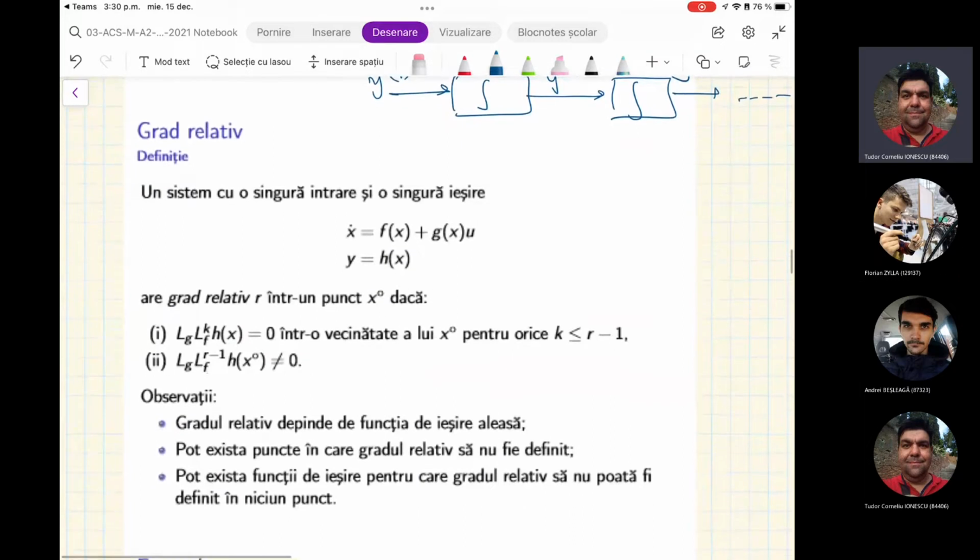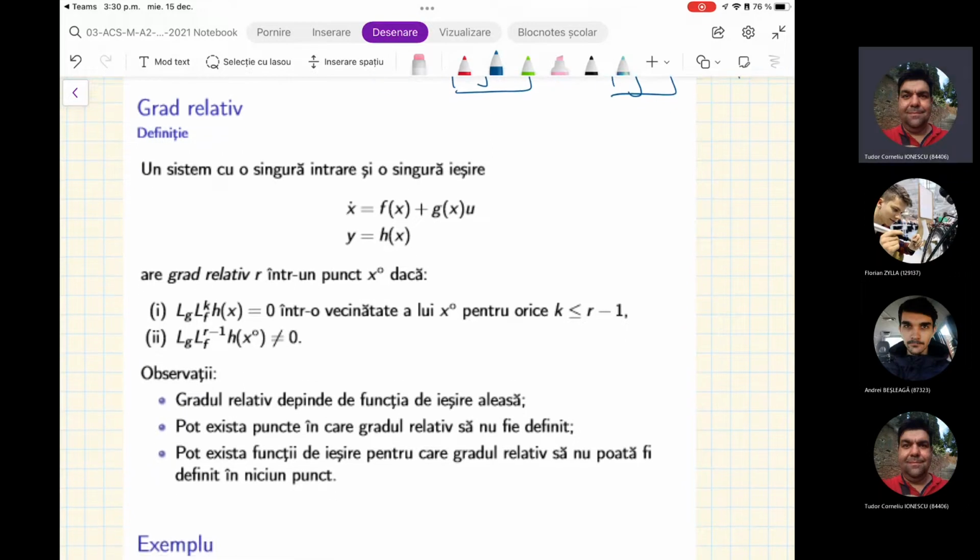Then we introduce the notion of relative degree for a single input, single output system. Relative degree is a very important notion for nonlinear systems and for nonlinear control systems in particular, because based on this relative degree, you can build state feedbacks, just like we said a few minutes ago.